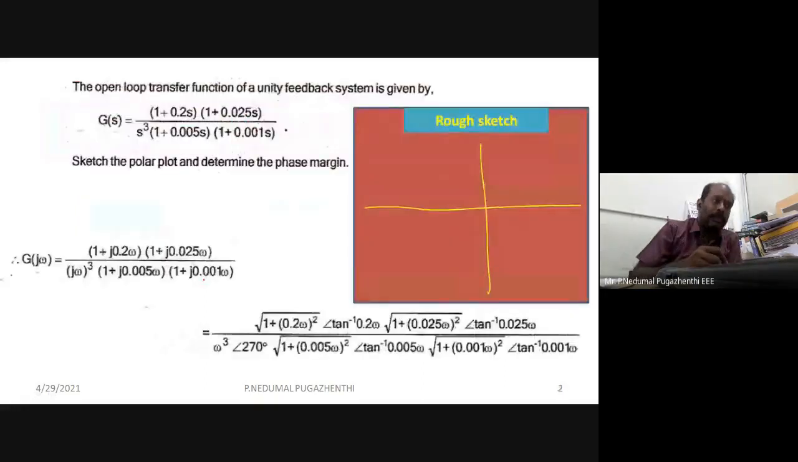So, let us take this problem in particular, problem number 2 in this topic. The given open loop transfer function is unity feedback. So H of s is equal to 1. So your G of s, H of s can be represented as G of s, which is equal to (1 plus 0.2s)(1 plus 0.025s) over s cube (1 plus 0.05s), and it goes on. From this we first analyze that they are asking to sketch the polar plot and determine the phase margin alone.